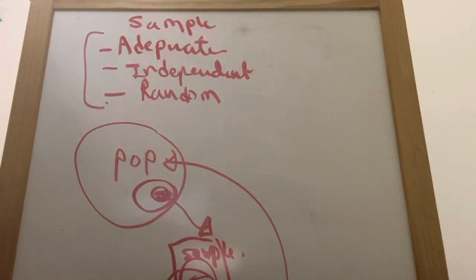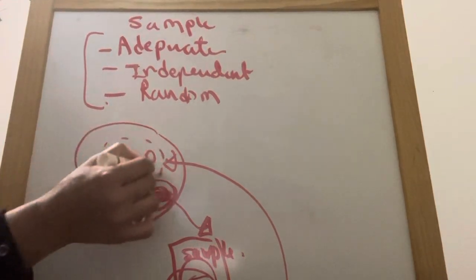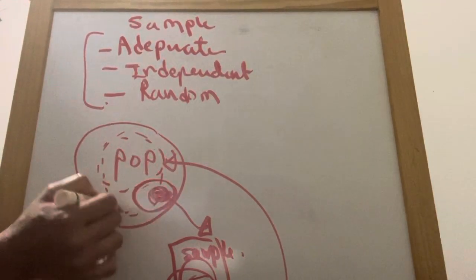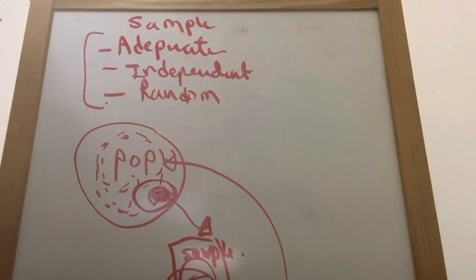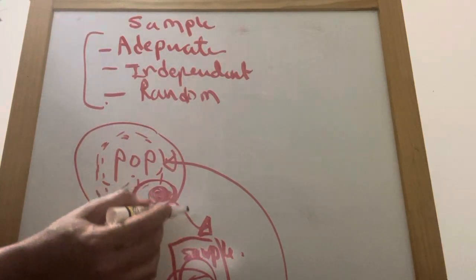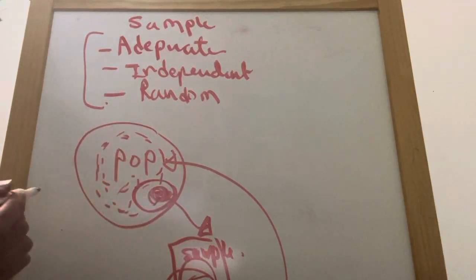That's why the sample should not be taken only from one part. It should be taken from all the population equally. All the elements in the population should be covered and included in the sample. So if the sample is large enough, representative, and selected randomly, then it will be more likely to represent the population.